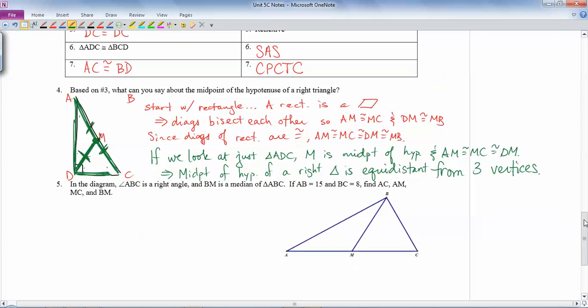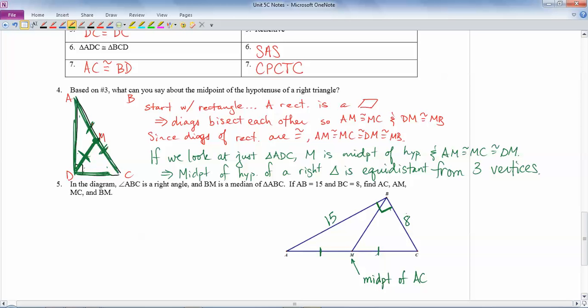Okay, so let's take a look at 5. In 5, ABC is a right angle. BM is a median. So a median goes from corner to midpoint, which really means M is the midpoint. AB is 15. BC is 8. Find AC, AM, MC, and BM. So basically everything out there.